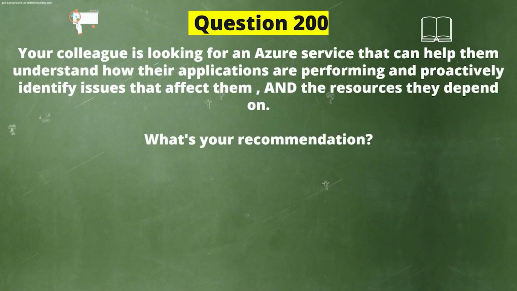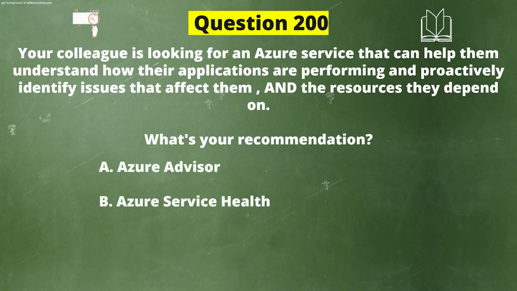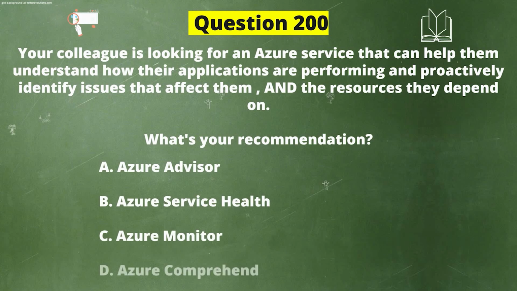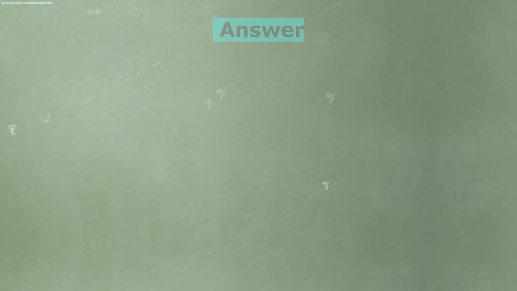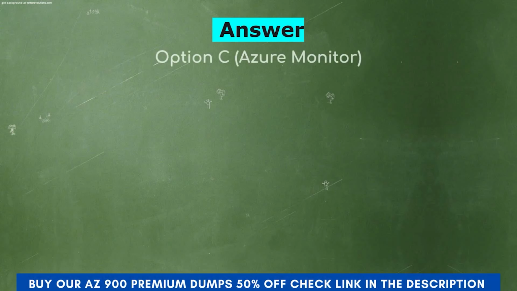Next question. Your colleague is looking for an Azure service that can help them understand how their applications are performing and proactively identify issues that affect them and the resources they depend on. What's your recommendation? And the options are A. Azure Advisor, B. Azure Service Health, C. Azure Monitor, D. Azure Comprehend. And the correct answer is option C.